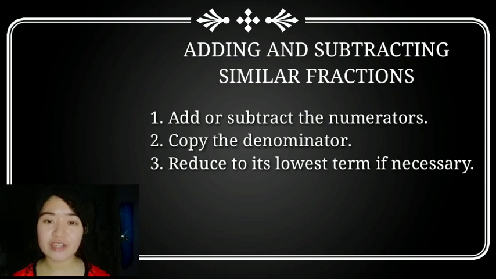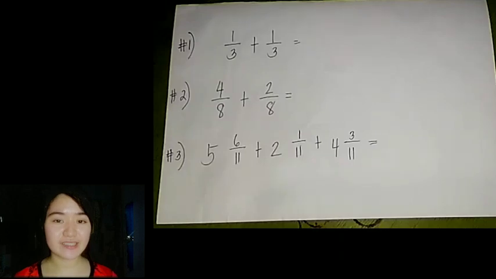Masasabi natin na ang fraction ay nasa lowest term na kapag wala na silang GCF na tinatawag or greatest common factor. O kaya naman sa madaling salita, kapag wala ng number na parehas na pwedeng ma-divide sa numerator at denominator. Proceed na tayo sa examples.